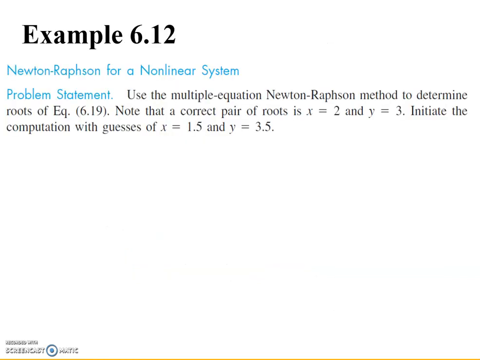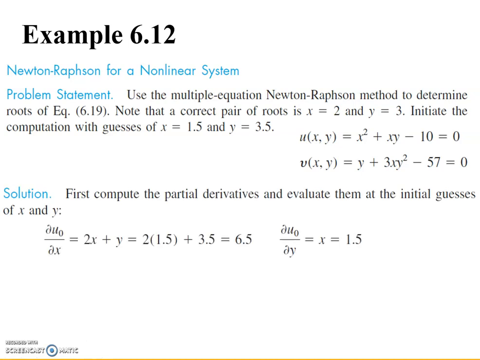Let's see it with the help of an example. Newton Raphson for a non-linear system. Problem statement: use the multiple equation Newton Raphson method to determine the roots of equation 6.19. Note that the correct pair of roots is x equal to 2 and y equal to 3. Initiate the computation with the guesses of 1.5 and 3.5. Just for your recall, equation 6.19 is a set of two simultaneous nonlinear equations.